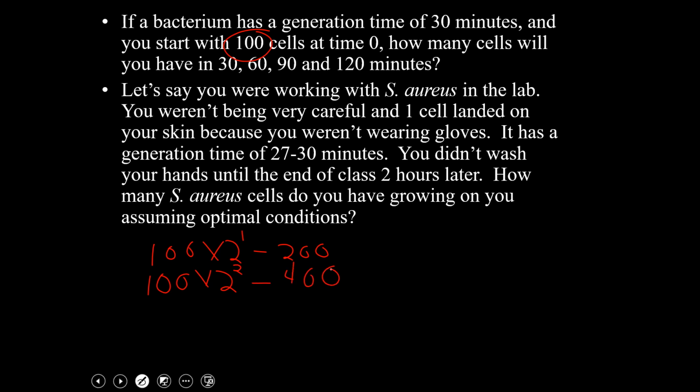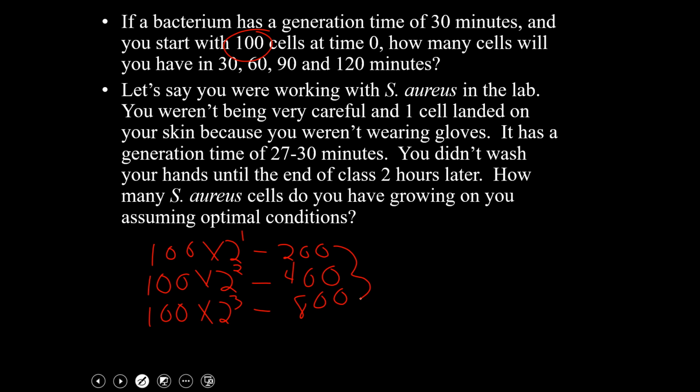I also did 90, so that's 100 times 2, this time you're cubing it, because in 90 minutes we could divide 3 times. 2 cubed is 8, so that tells us there would be 800 cells present in the population. Notice the trend. Every generation time we are doubling the number of cells in that population. So 100 cells went to 200, 200 goes to 400, 400 goes to 800. Again, you could hopefully see where we're going.